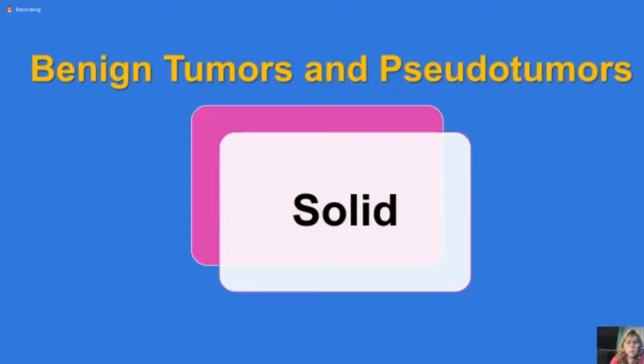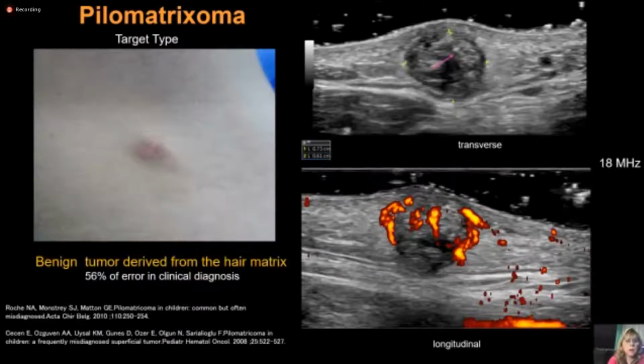The second part of the benign tumors and pseudotumors are the solid ones. The pilomatrixoma is one of the most common. This is a benign tumor derived from the hair matrix. It is important to perform an ultrasound here because the clinical diagnosis in pilomatrixomas has a high rate of error, which is published in the literature, and this error goes up to 56%.